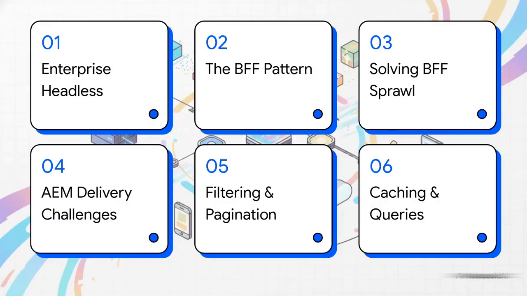Okay, let's lay out our architectural blueprint for this explainer real quick. We're covering 1. Enterprise headless architecture. 2. The BFF pattern. 3. Solving BFF sprawl. 4. AEM delivery challenges. 5. Filtering and pagination tactics. And finally, 6. Caching and persisted queries.